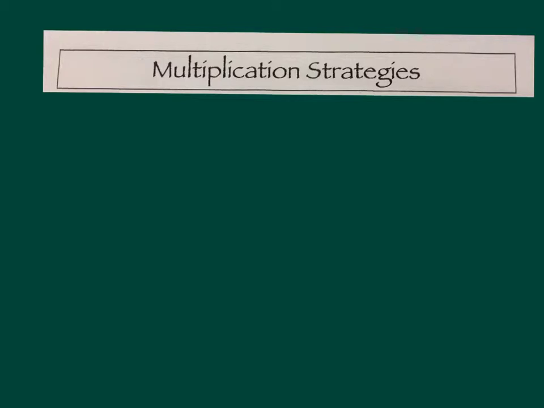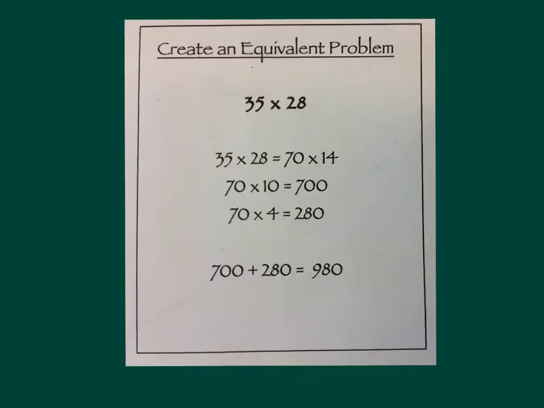These are some strategies that you may have seen when your peers shared some of their solutions for the problem of 35 times 28 that you did in class. The first strategy that someone may have used is to create an equivalent problem. In this strategy, you will see up here that this is the key problem that we are trying to solve. In this case, it's 35 times 28, just as it was in class. The very first step in creating an equivalent problem is to do just that, create an equivalent problem.